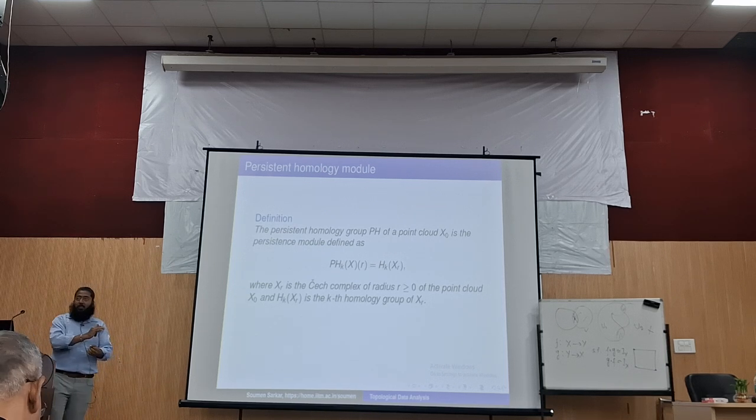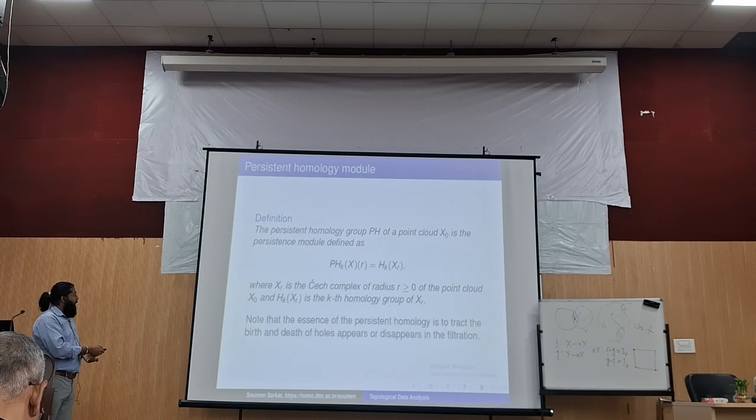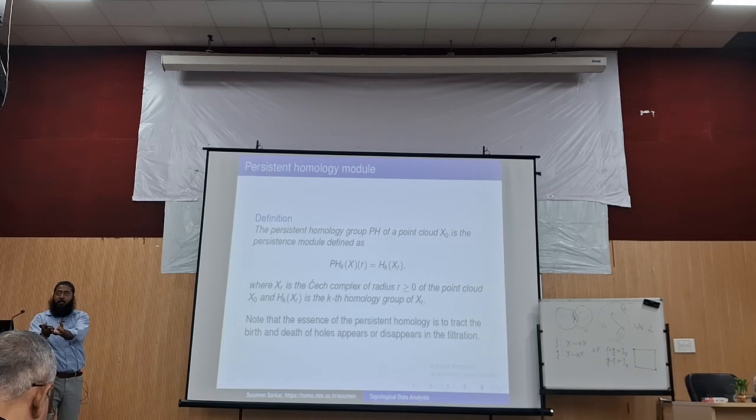Is the definition okay? So that is the good thing. Okay, so that is called persistent homology. Why is that? Sometimes one hole will come, and then after some time it will be filled. That means it will be contractible in a higher dimension. So that is called birth and death.